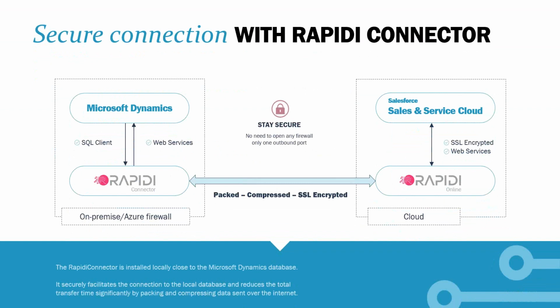Everything's packed, compressed, SSL encrypted. You only open one outbound port in order to enable this, and then RapidiOnline in the cloud talks to Salesforce in the cloud, right? So Sales and Service Cloud in the cloud, it's all SSL encrypted. Because it's packed and compressed, it's very fast. I mean, you saw how fast it ran when we were doing the demo.